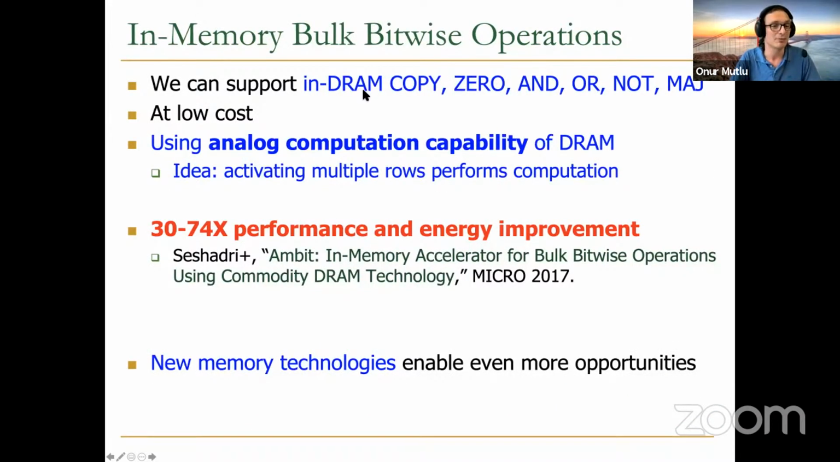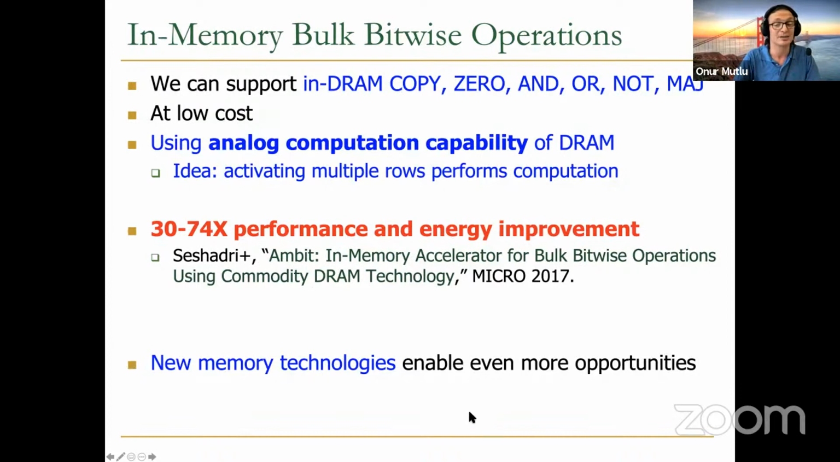So let me give you one example from our research. Basically, we showed that you can do in-DRAM copy, zeroing, or initialization, and AND, OR, NOT and majority operations at low cost using the analog computation capability of DRAM. And the idea is, remember the rows, you activate rows, just like in RowHammer. If you activate 3 rows concurrently, you perform analog computation, which leads to bitwise AND, OR, and majority functions, which are functionally complete, as you know from this course, which means that you can map any program onto the substrate that you can do in DRAM. And we showed that you can actually have significant performance and energy improvements, 30 to 74x in this paper. If you're interested, you can take a look, of course.